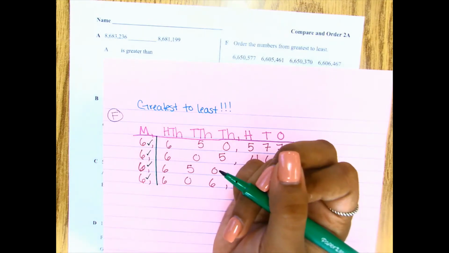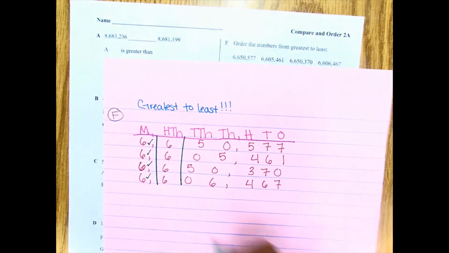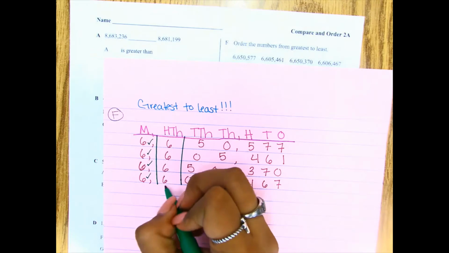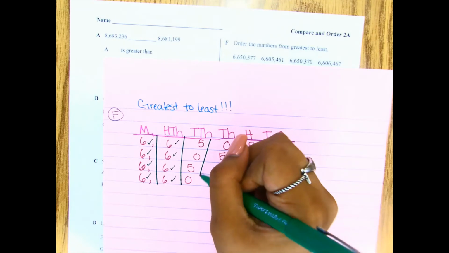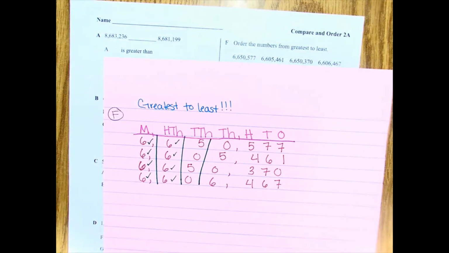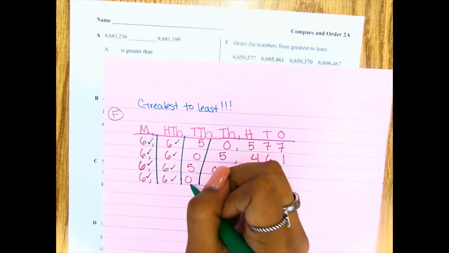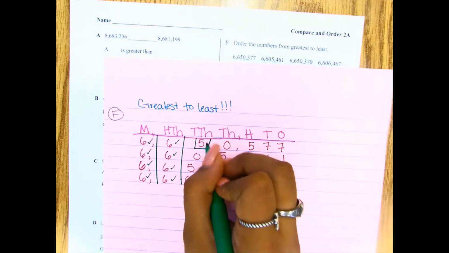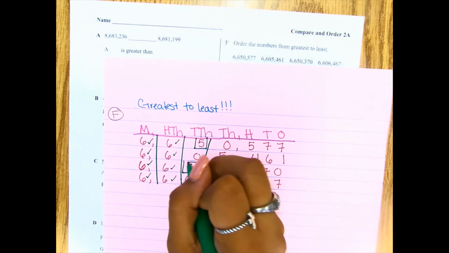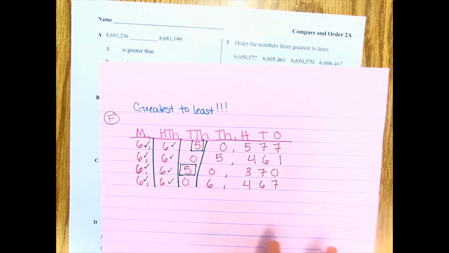No. So I need to go on to my next highest place value, which is my 100,000s. So I'm going to look. There's also 6s. They're all equal. So this doesn't help me either. So I have to go to my 10,000s place. Now that I'm here in my 10,000s place, I know that there's a 5, 0, 5, 0. So out of these, I know that my 5 is greater. So I'm going to box in my 5 here. I'm going to look at these two numbers to see which one is greater.